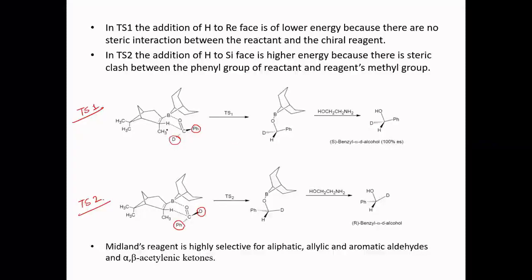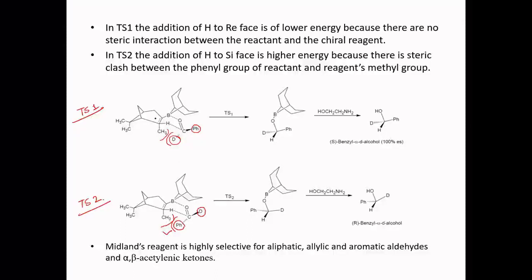यहाँ पे अगर तुम देखोगे, there is interaction between this CH3 group and deuterium. But when this attack will take place, there is interaction between the phenyl group and methyl group. Where is more steric crowding? Transition state 1 or transition state 2? Transition state 2, where it is very difficult. Here the crowding is more.